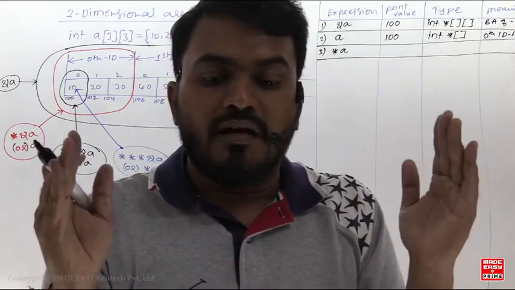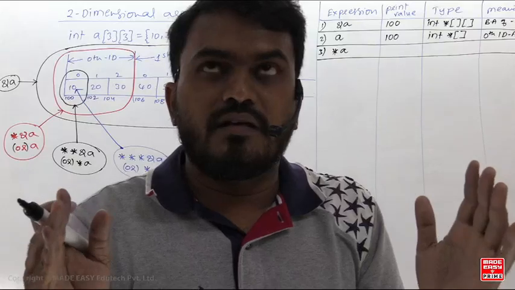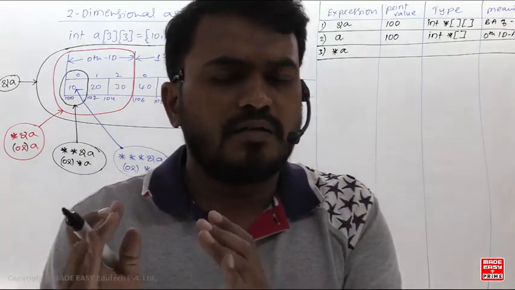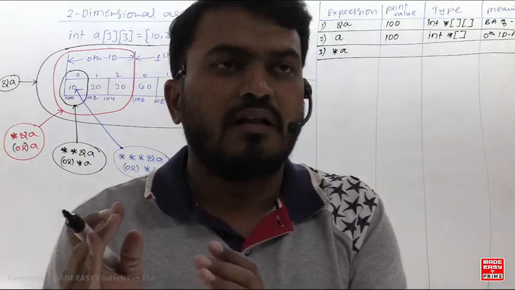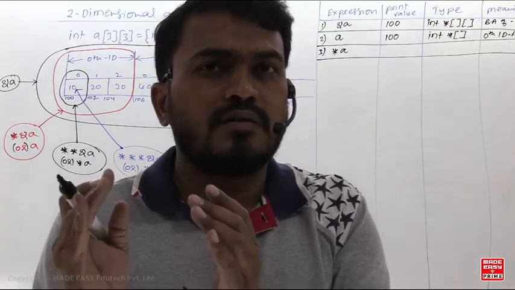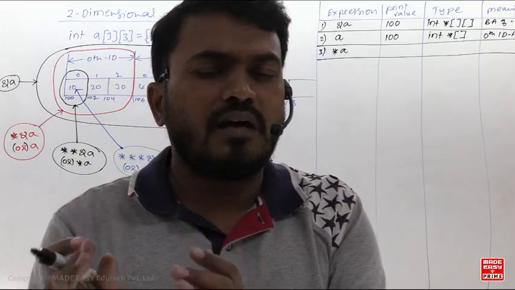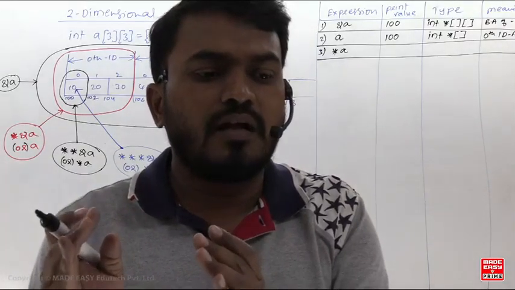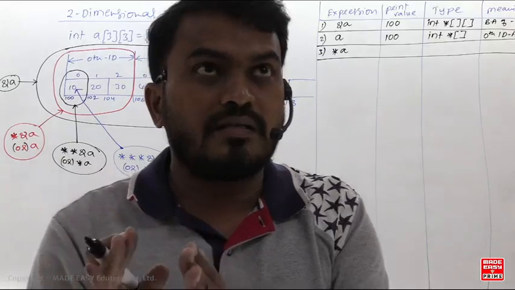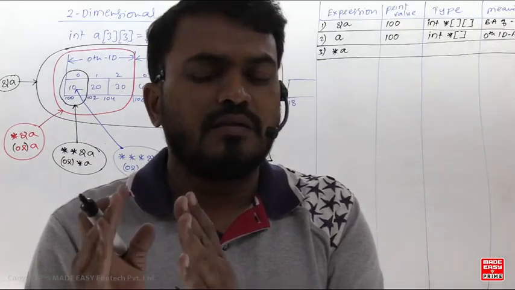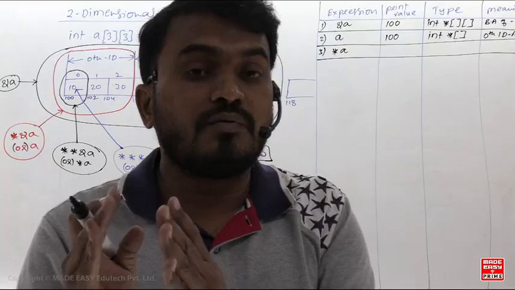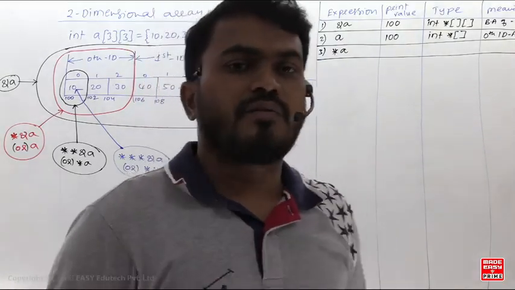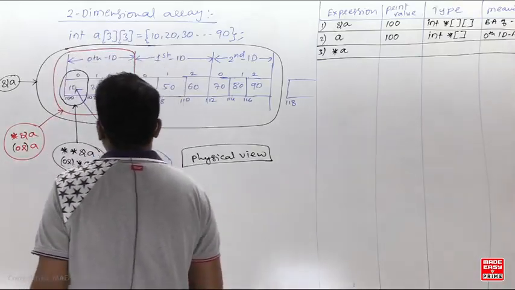Two-dimensional array. Array name without subscript will contain the base address of the 0th 1D array. If A is pointing to the 0th 1D array and I say star, it will go inside the 0th 1D array. Once inside, it is going to point to an element. So it is the 0th element of the 0th 1D array. Is that clear? Does everyone understand? Understand here.